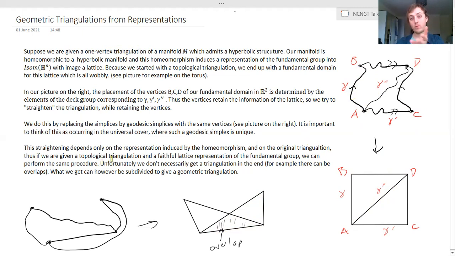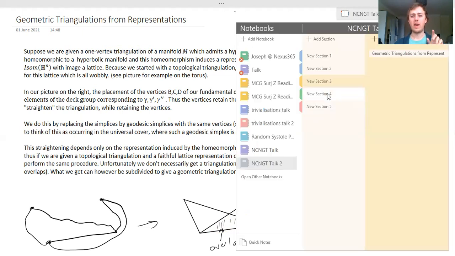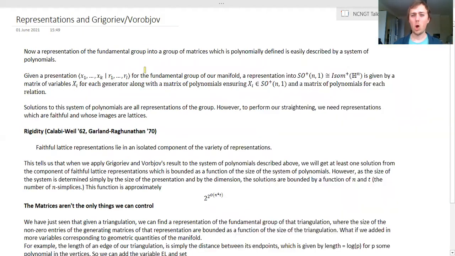So yes, again, unfortunately, we don't get a triangulation at the end, but trust me, we can make that work. As long as we have control over what the geometric thing looks like, then we have control over how complicated the geometric triangulation we get out at the end is. So that's what we're going to see coming up: how do we get control over the geometry of this straightened triangulation thing that we get out.